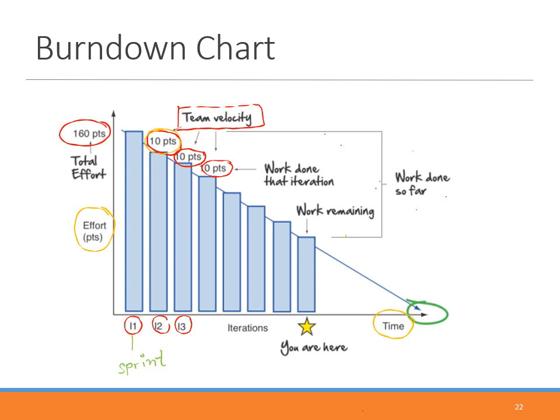From this chart, of course, we will need to plot 2 lines at least. The ideal line, the one that we really want to happen based on the estimated team velocity. And from this line, you know that altogether you need how long, right? Let's say that it's about iteration 16. So we estimate that 16 sprints are required.